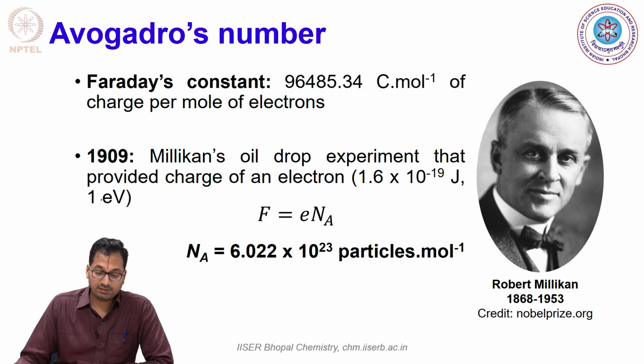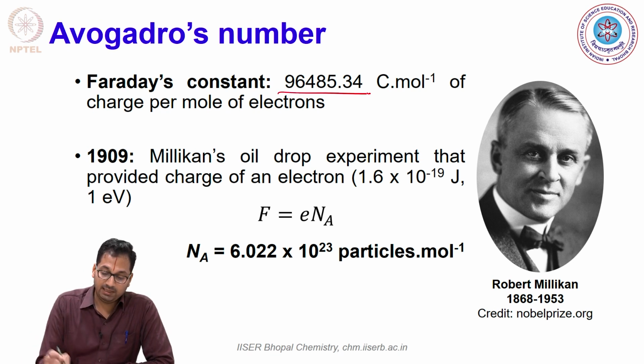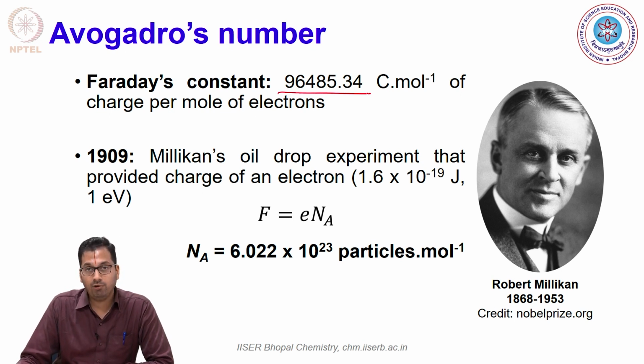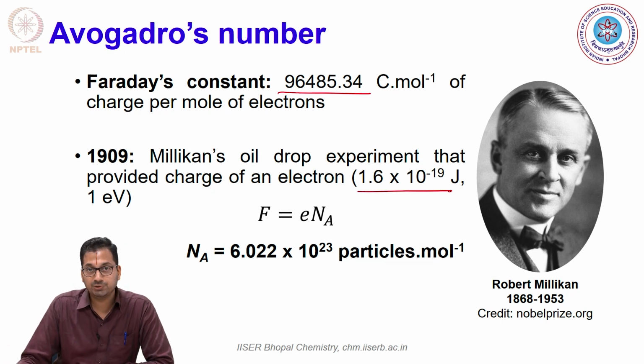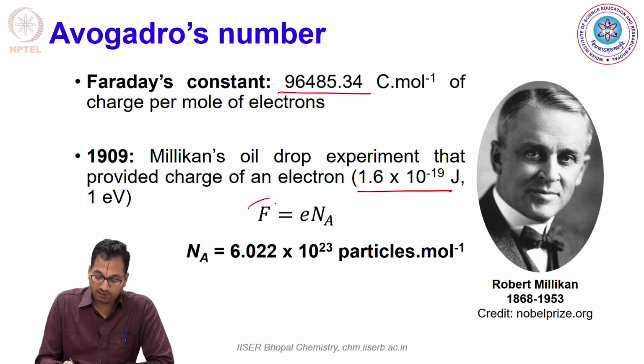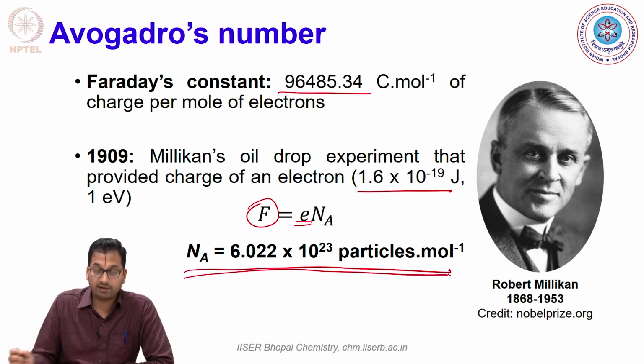The Avogadro's number was precisely determined by, in fact, Millikan's oil drop experiment. Until that time, it was known that the Faraday constant is approximately equal to 96500 coulomb per mole of electrons. Once Millikan was able to determine precisely the charge of an electron by his experiment, that is 1.6 times 10 to the power minus 19 joule, equivalent to 1 eV, then a simple division of the Faraday constant by the electronic charge gives us the value of the Avogadro's number.